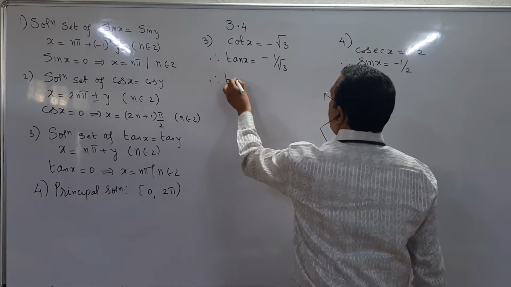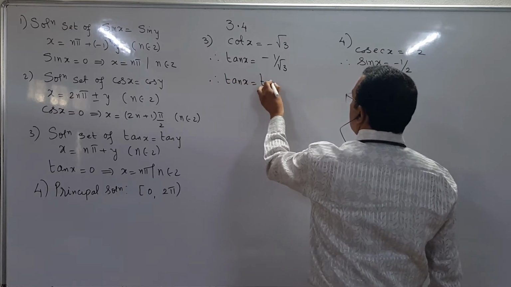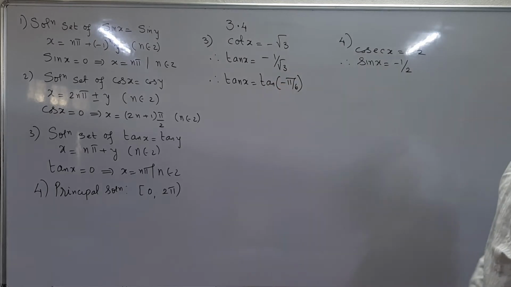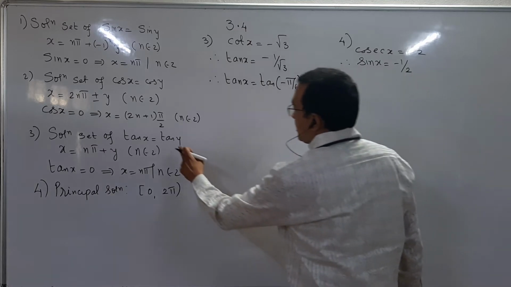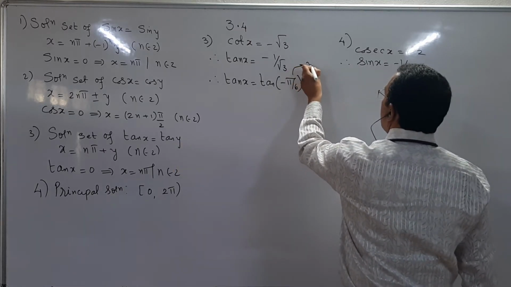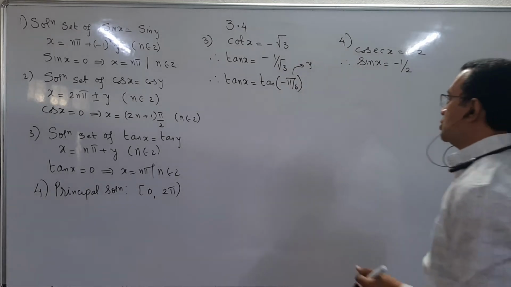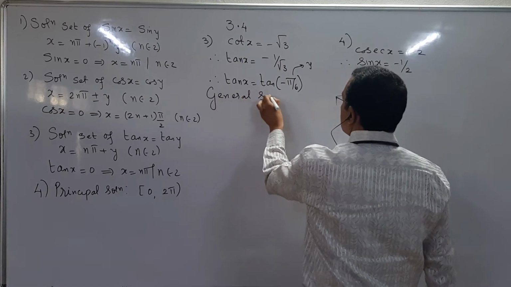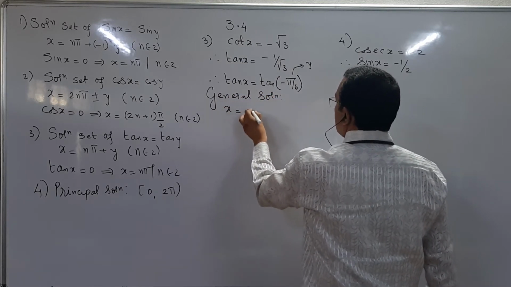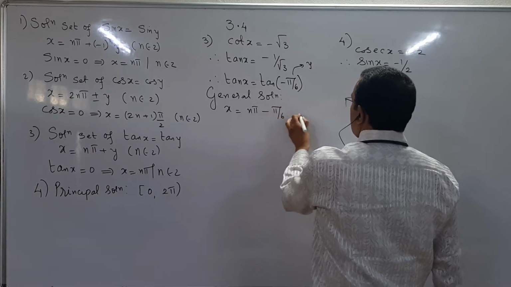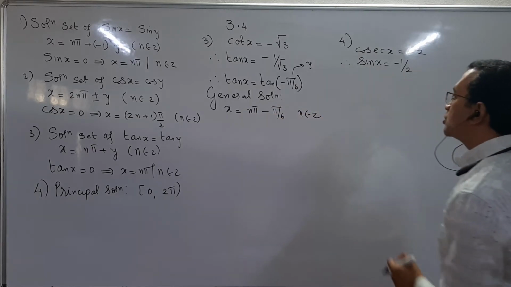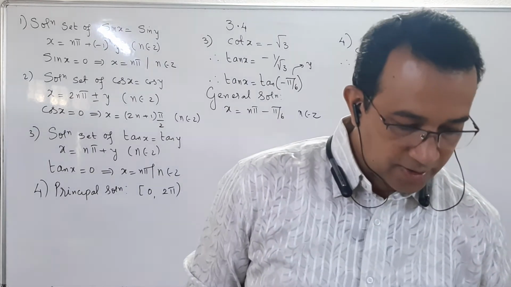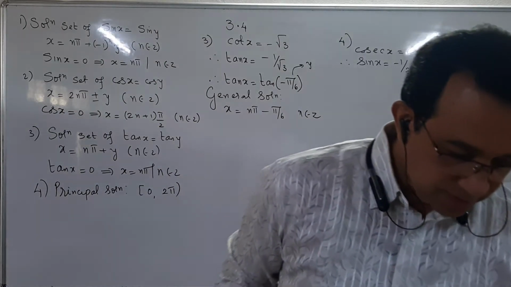So this is written as tan x is equal to tan of minus pi by 6. Now apply the formula tan x is equal to tan y. This value will be y. So general solution will be x is equal to n pi plus y, where n belongs to z. So y is minus pi by 6. So this is to be your general solution.